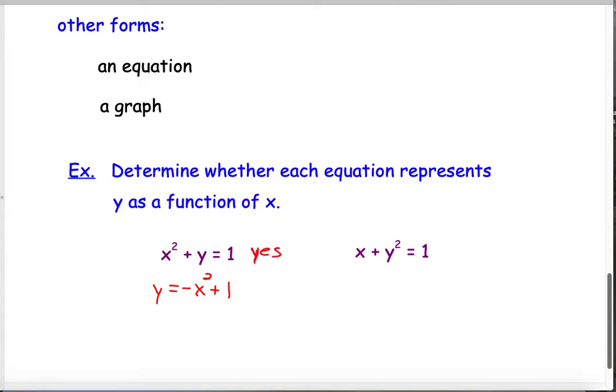All right, let's look at the second equation. If I try and solve this for y, I'm going to subtract x from both sides. And then I have y squared, so to undo that, I need to take the square root.